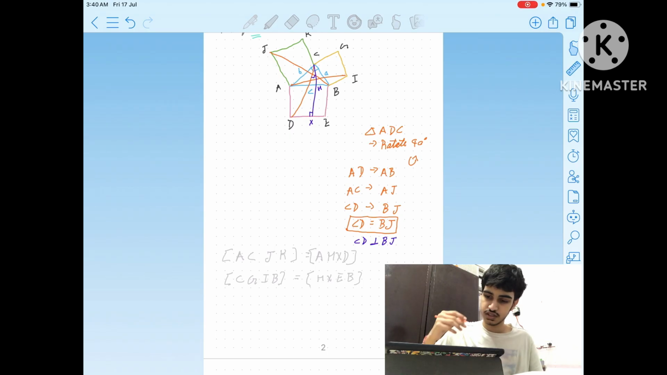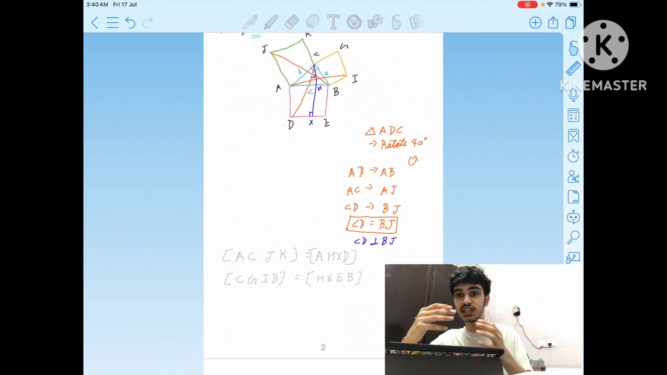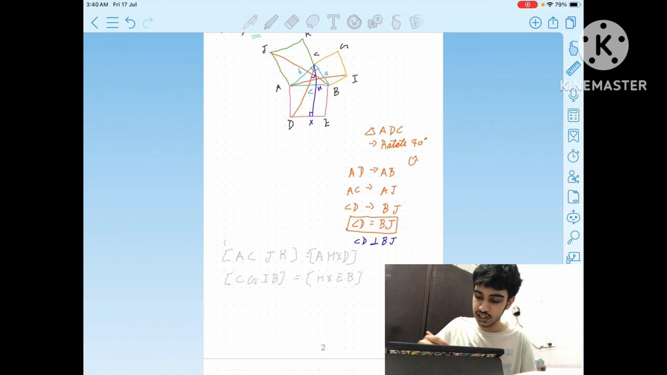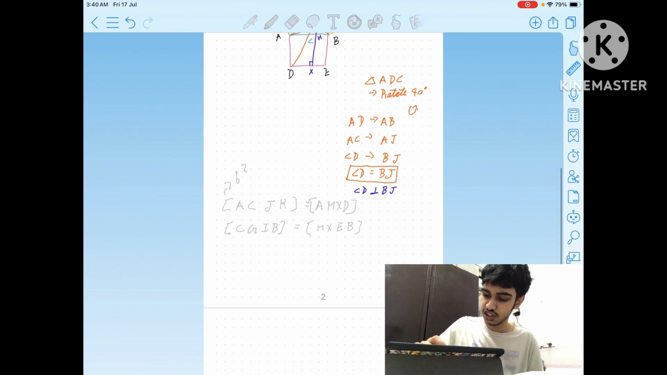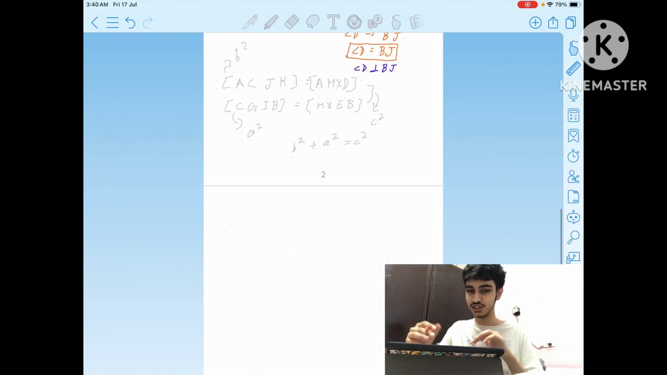So if I'm able to equate the areas of these and then add these things up: ACJK is just B square, and CGIB is just A square, and these two added sum is nothing else than the C square. If I'm able to do this, I will be able to do B square plus C square. Oh sorry, my bad, it's not B square plus C square, it's B square plus A square equals C square. So I will be able to come to this conclusion.